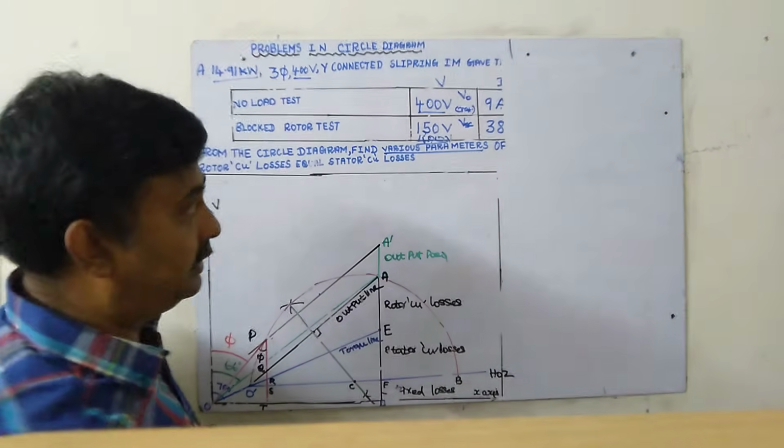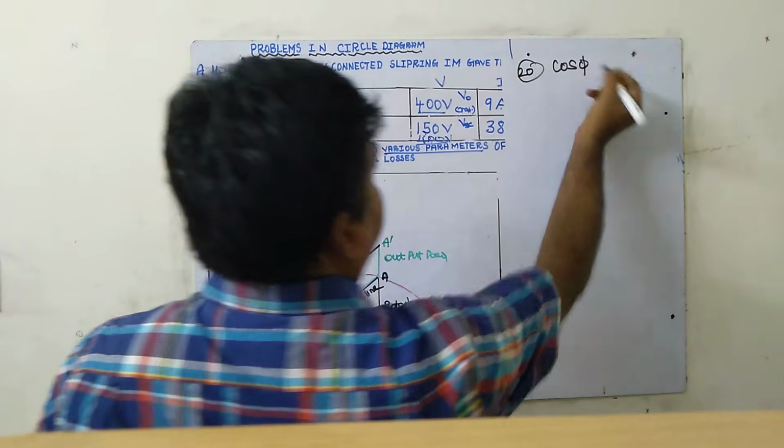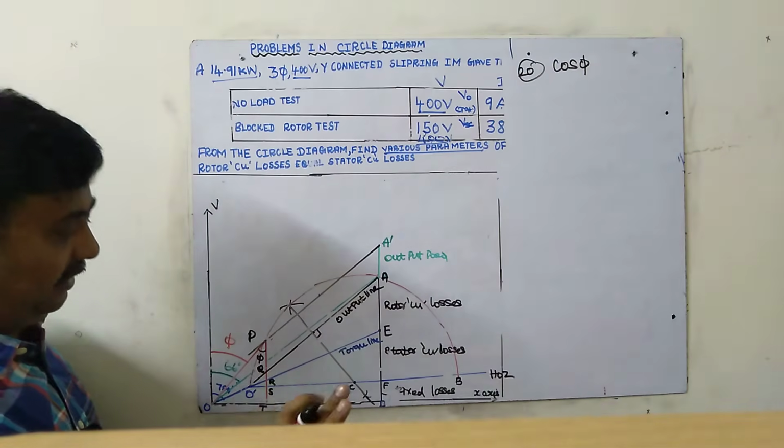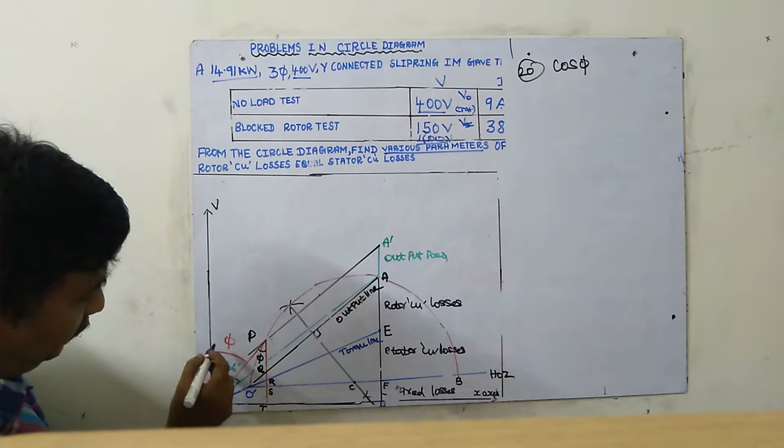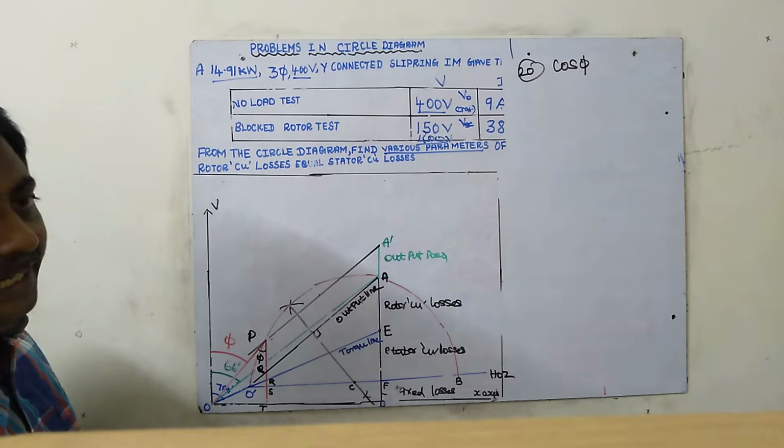Okay, what is the 20th step? The 20th step is the power factor, cos phi. Either you can measure this, but that is not necessary. What you can do is, this angle is phi. What is cos phi? Cos phi equals the adjacent side divided by the hypotenuse.